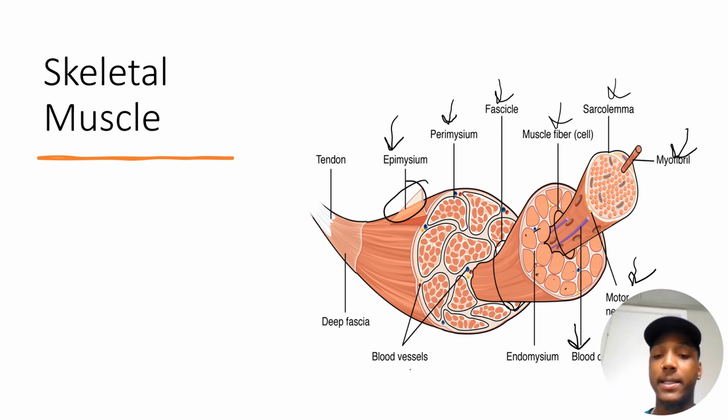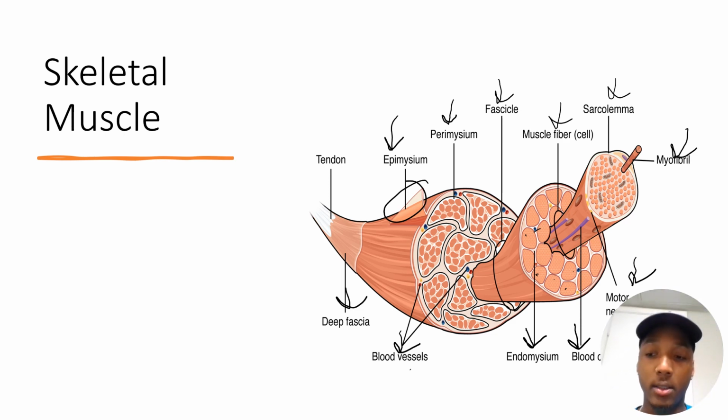The blood capillaries. The blood capillary exchanges the oxygen as well as the nutrients and waste. And the endomysium. The endomysium is a connective tissue that surrounds each individual muscle fiber. And the blood vessels. The blood vessel delivers the oxygen and the nutrients to the muscle fibers.